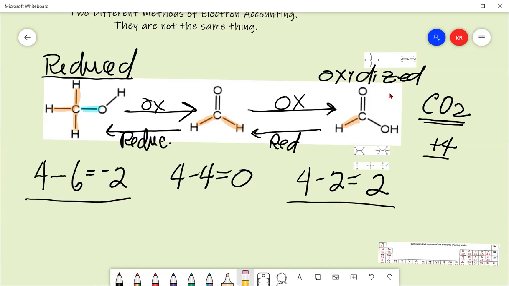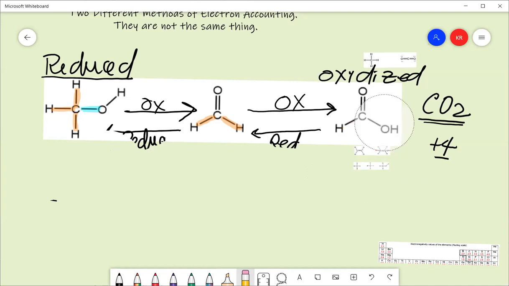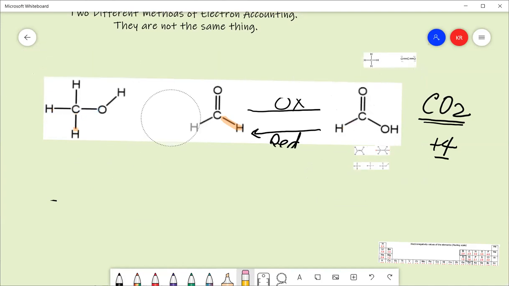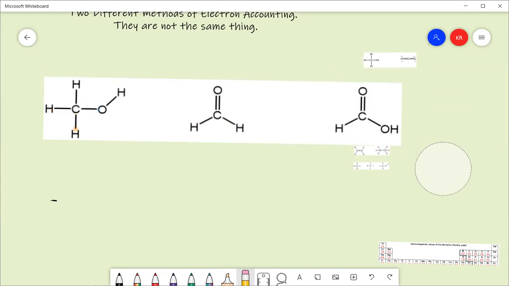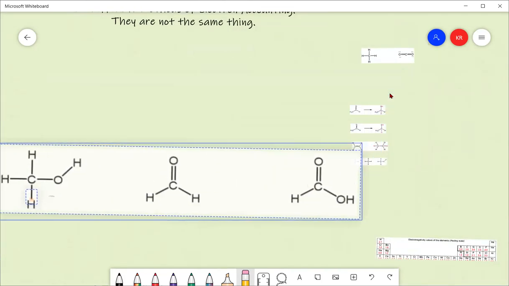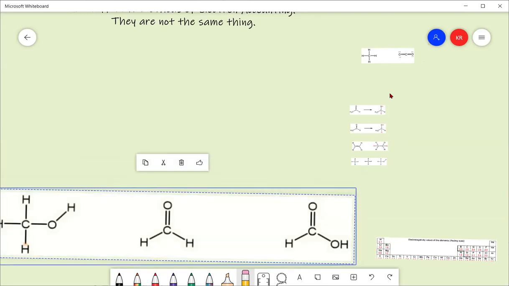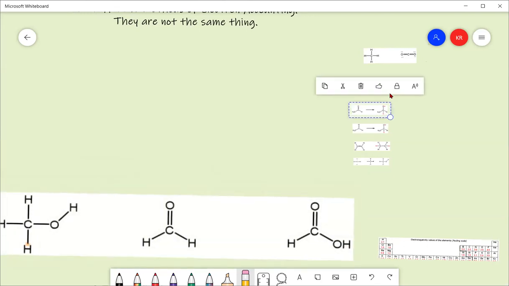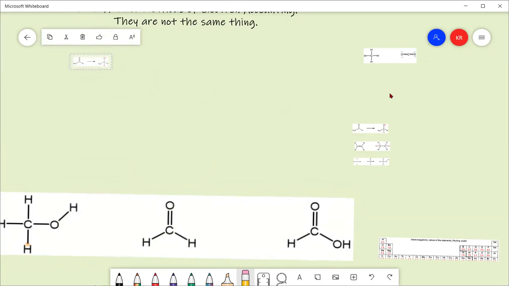Okay, so let's go ahead and get rid of all of this, and we'll look at some more examples. If I can make this smaller and move this out of the way. All right, let's see, what do we have here? Let's move this and make it bigger.